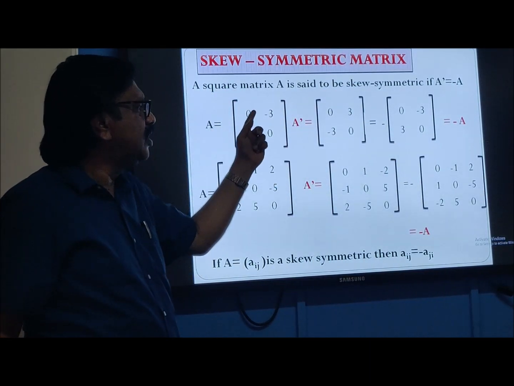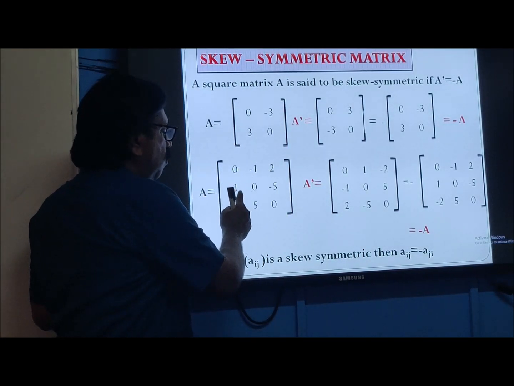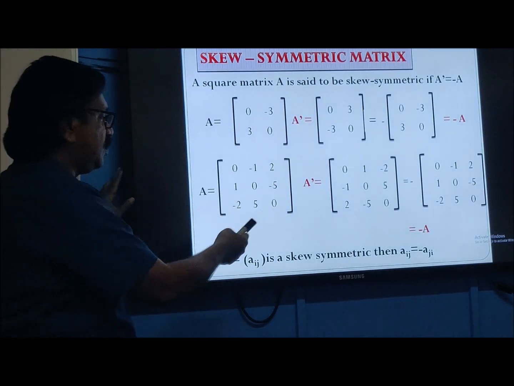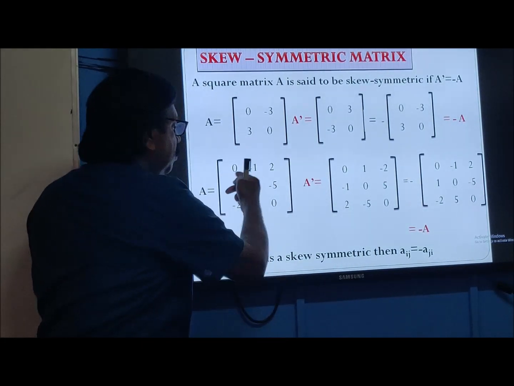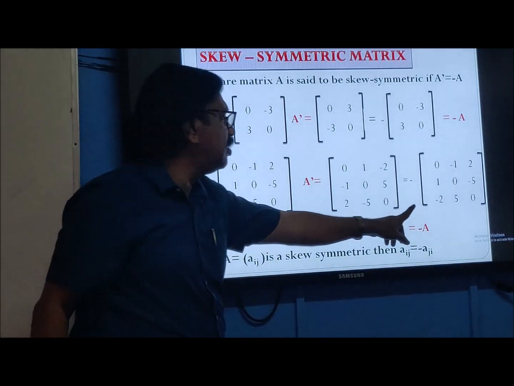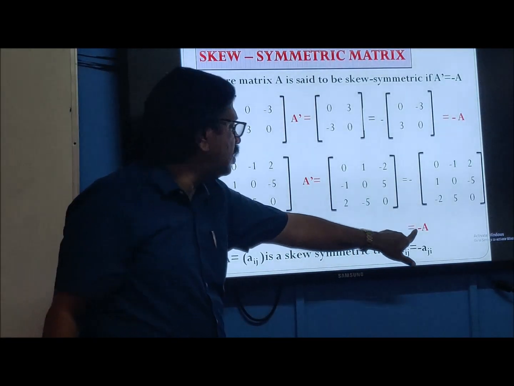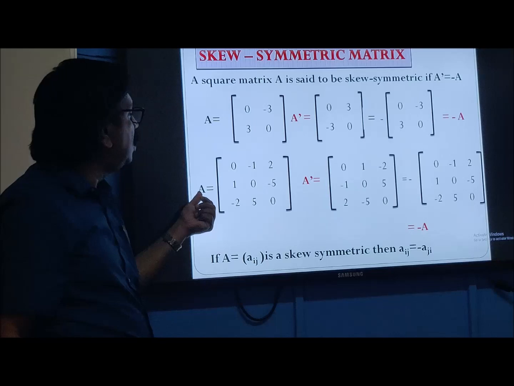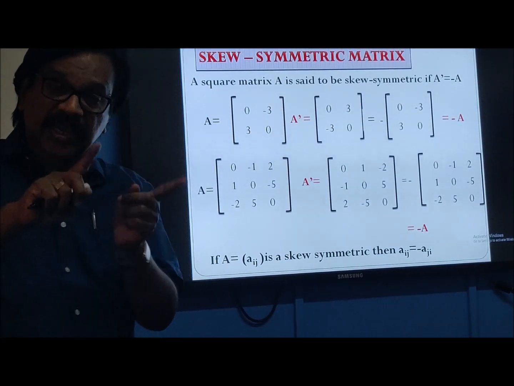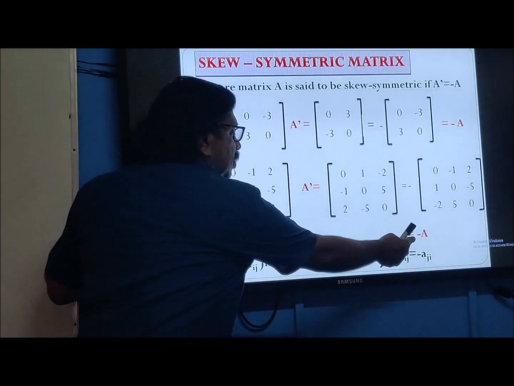This is A only. Here also you can say, if A equal to [0, minus 1, 2; 1, 0, minus 5; minus 2, 5, 0], then A transpose, if you interchange the first row into first column, second row into second column, third row into third column, we are getting minus of this matrix. That is what we call skew symmetric. If the transpose of a matrix is the negative of the given matrix, that matrix is called a skew symmetric matrix.